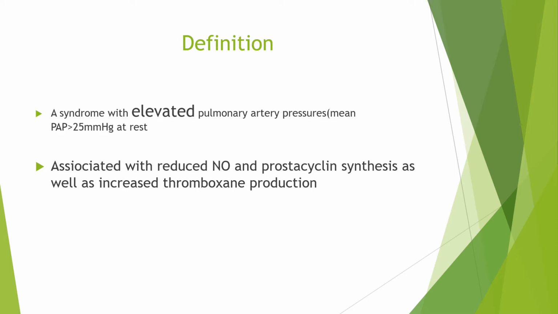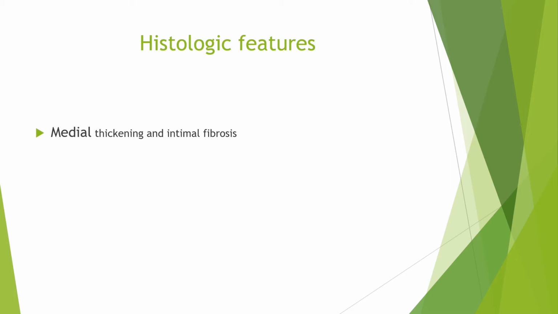It's a syndrome with elevated pulmonary artery pressure. The mean pulmonary artery pressure is more than 25 mmHg at rest. It's associated with reduced nitric oxide and prostacyclin synthesis, as well as increased thromboxane production. Histologically, there is medial thickening and intimal fibrosis.